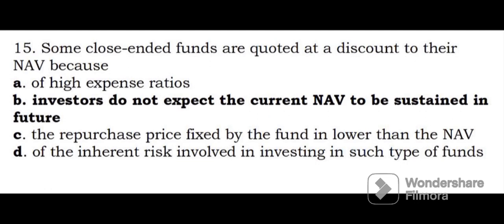Investors do not expect the current NAV to be sustained in future, right? That's why they're selling, because they believe that this current NAV is not going to sustain. It is going to come down, so they will sell it before it actually goes down. And because of that, since more people are coming to sell it, the price will come down.